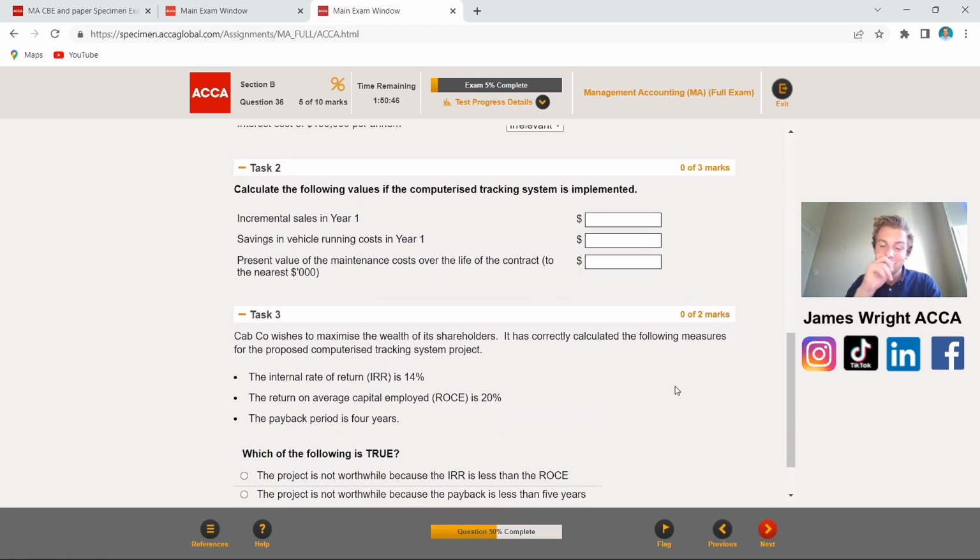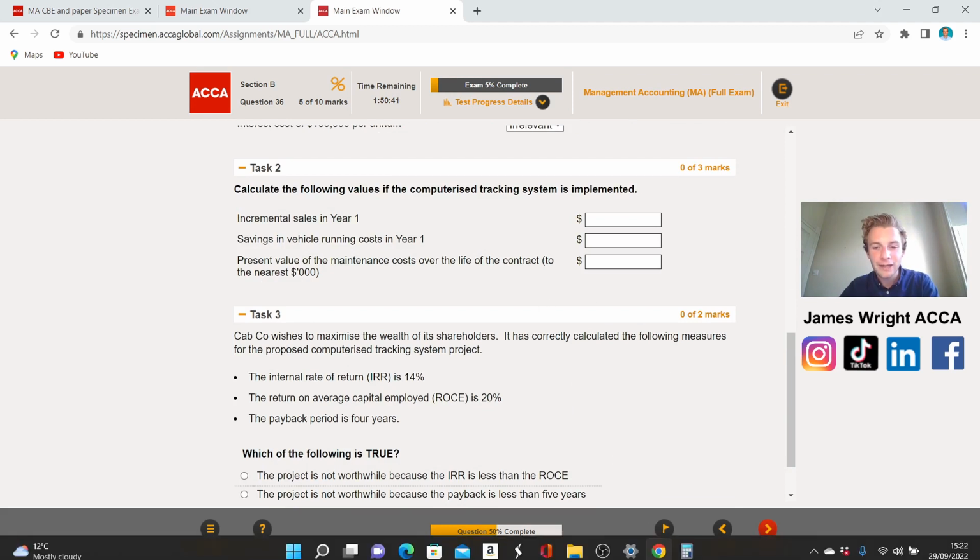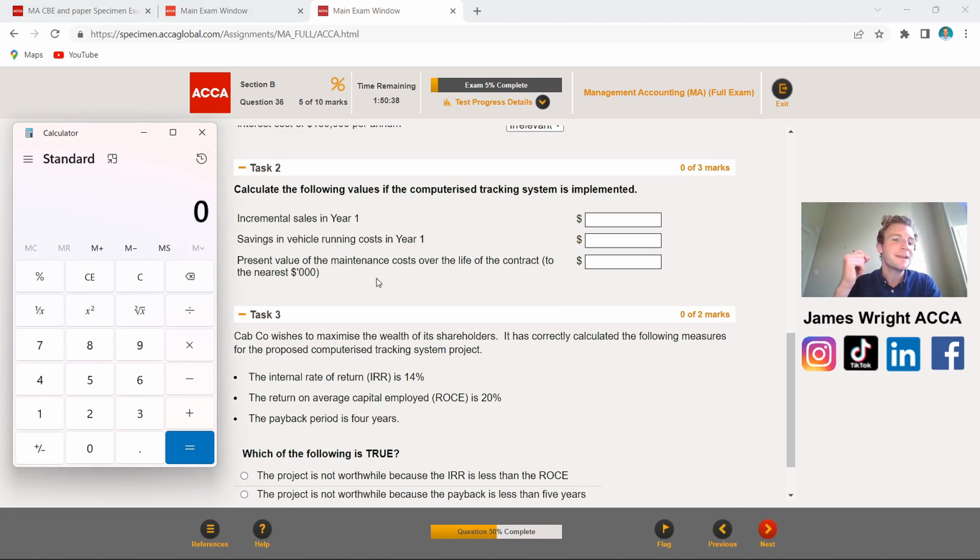Well, that nicely takes us through task 1 on there. And we're now asked to go on to task 2, where we're going to have to get the calculator out. I'm just trying to keep it as nice and easy and flowing as possible. Incremental sales. The key thing here is, we've got a new system. So it's saying here, what would the sales have been with no tracking system, and what would the sales be with the new tracking system, so without or with. And the incremental sales is the difference between the two.